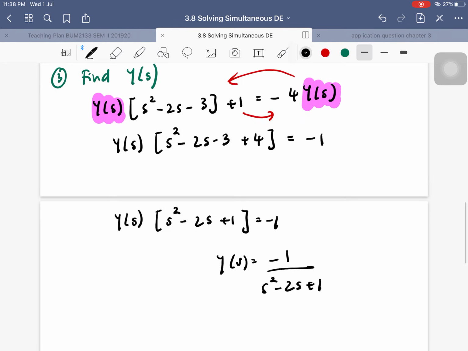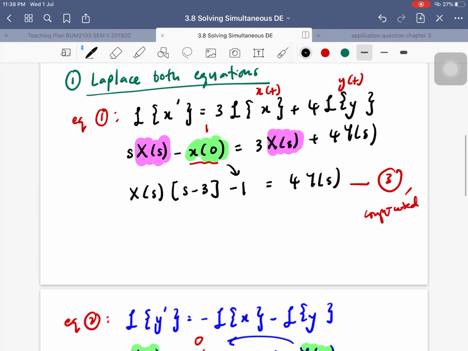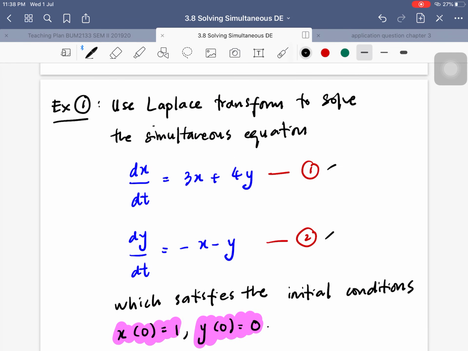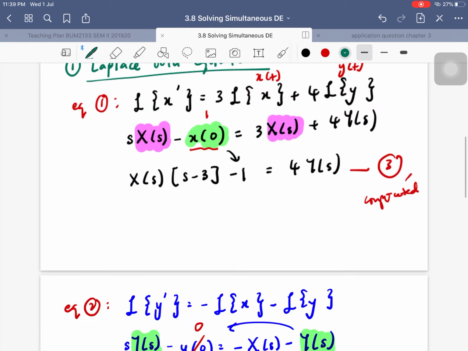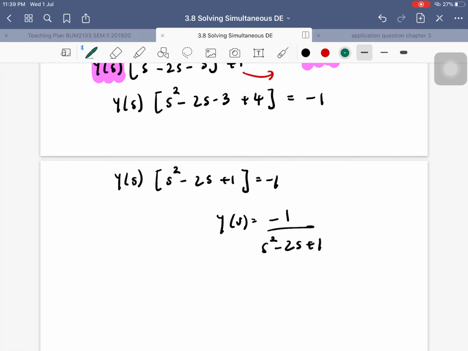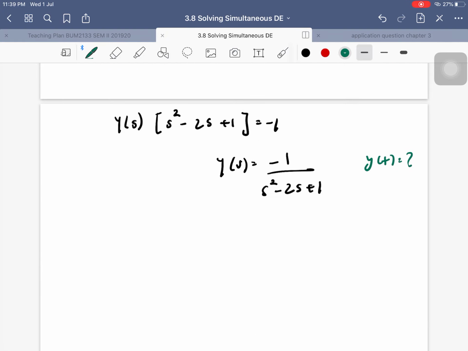Now that I have found Y(s), I can obtain my first solution. When we have this equation, we can have two solutions. The solution is always the dependent variable. Remember, I have two dependent variables, x and also y. So when I solve this, I want to find x(t) and y(t). Now that we already have Y(s), we can find y(t), and all you have to do is the Laplace inverse. Step number 4: find y(t) using the Laplace inverse.